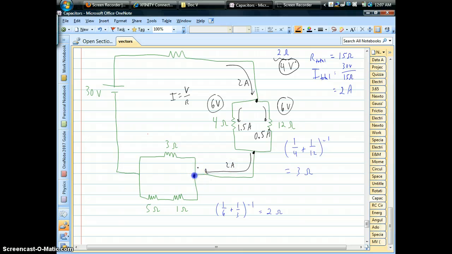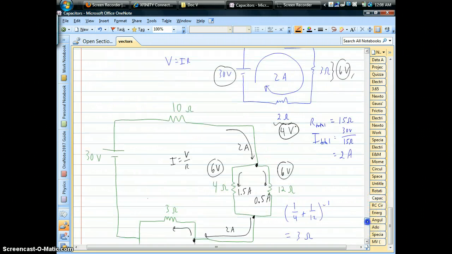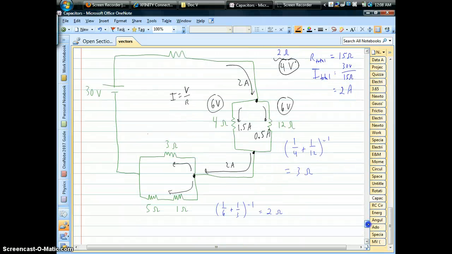It goes, and now it splits again in that parallel set. Well, according to our picture, we have 4 volts across there. So that means we have 4 volts on the top branch, and we have a total of 4 volts on the bottom branch. It's actually easier to think of this instead of 2 resistors. Just go ahead and think of that as a 6 ohm resistor.